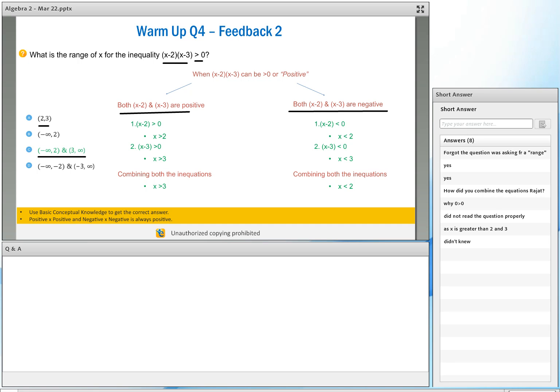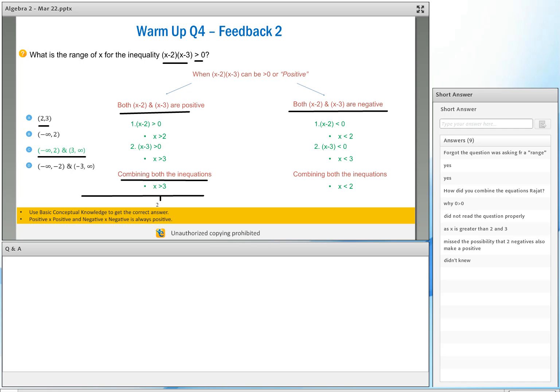How do you combine the equations? Okay, that's a good question. Let me just pause this. So the question is, how do you combine both equations? You really look at this and say x is greater than 2 and x is greater than 3. And the right way of doing it is to put them on a number line, and you really say, hey, over here x is greater than 2, so let me just write down 2 over here, and place it right next to this.